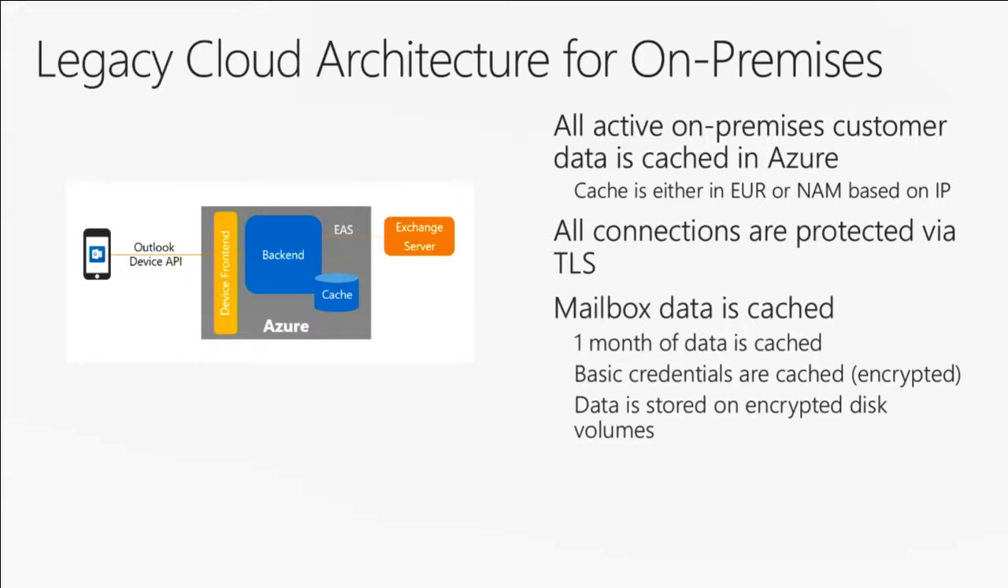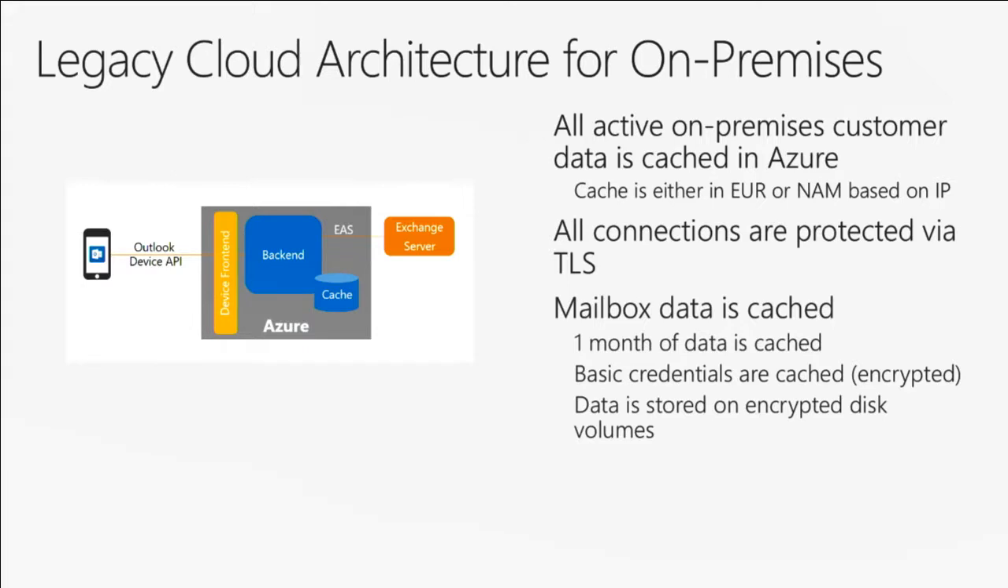We have a front-end infrastructure that handles our device notifications and our client traffic, and then we have our back-end infrastructure that does our protocol translation and manages our Active Sync connections to synchronize the data into our cache within Azure. This is the architecture that uses basic credentials. It doesn't use OAuth, so we don't have any advanced capability there, no multi-factor auth support, no Intune support. We cache the credentials. Nothing there has changed fundamentally from this architecture.